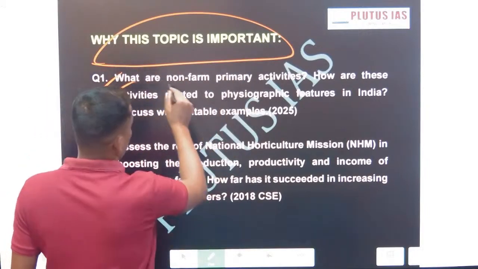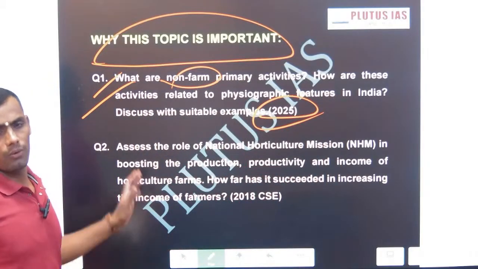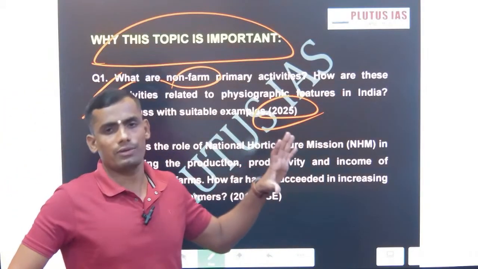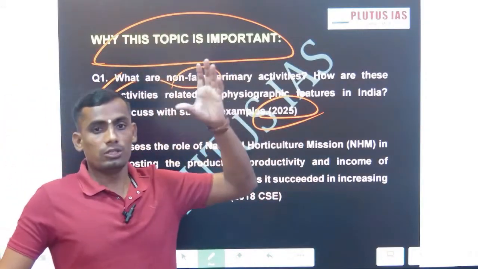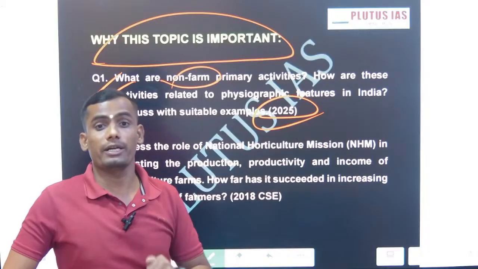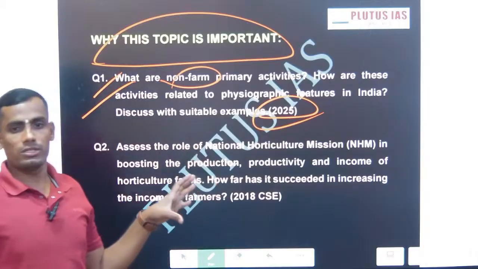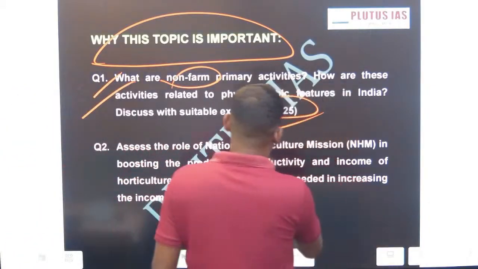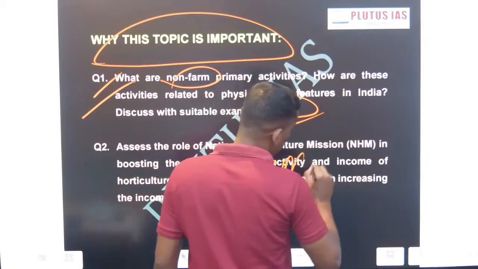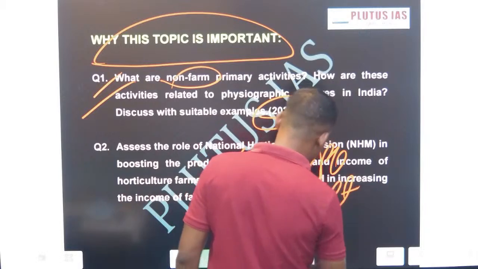See, this is a 2025 mains question. Exactly in GS1 they asked what non-farm activities are and how they are physiologically collected. So we are going to discuss saffron cultivation, and all kinds of horticulture cultivation in this. First we will look into what the Clean Plant Programme is, its benefit, and how much it has achieved.